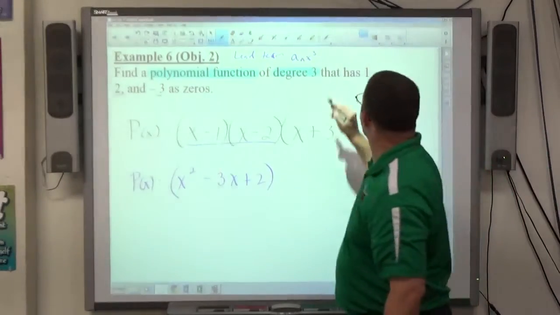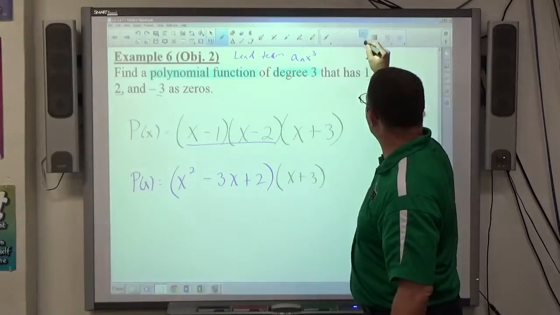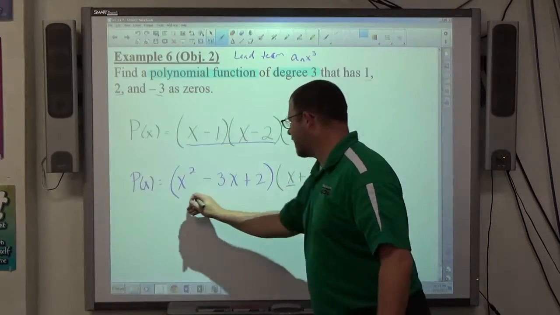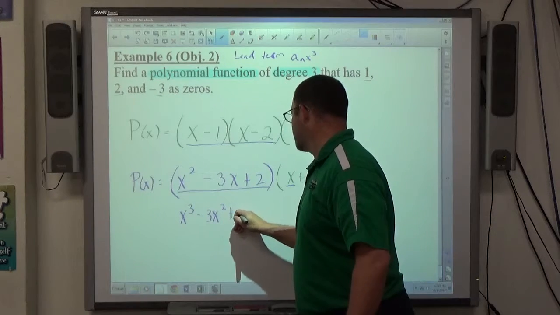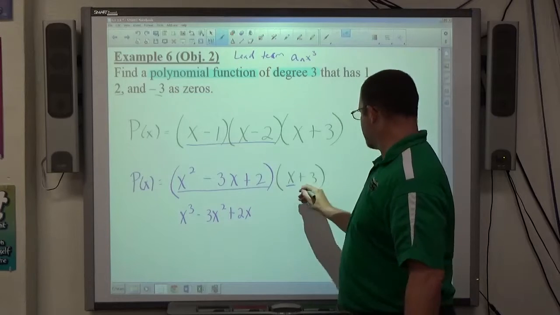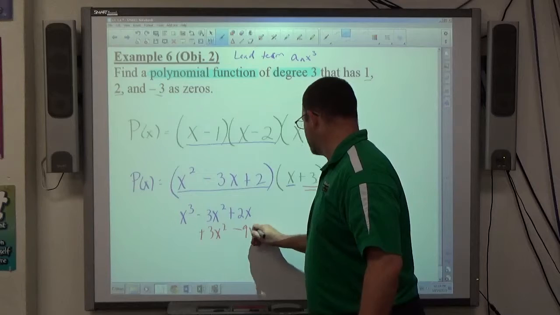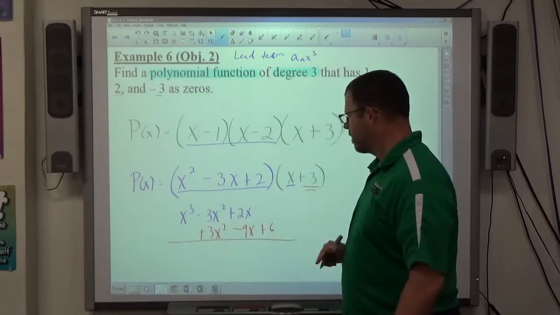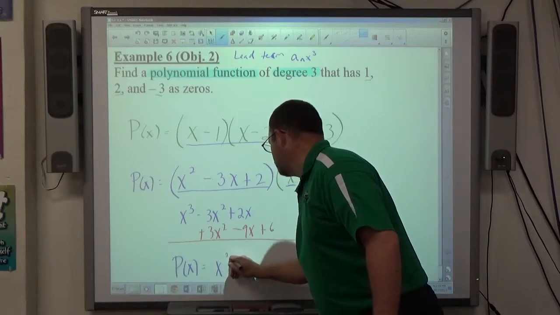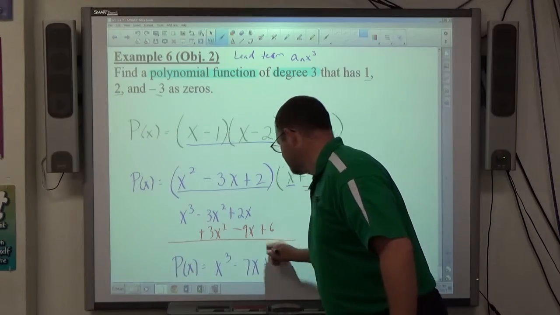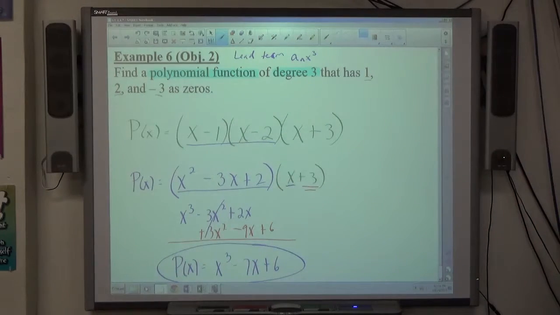quadratic structure. That's being multiplied by x plus 3. The next step is to do the distributive property here. So I'm going to multiply x times everything here. That makes x cubed minus 3x squared plus 2x. And then I multiply 3 times all that. I get plus 3x squared minus 9x plus 6. And if I simplify it out, I get p of x equals x cubed minus 7x plus 6. The 3x squared and minus 3x squared cancel out.